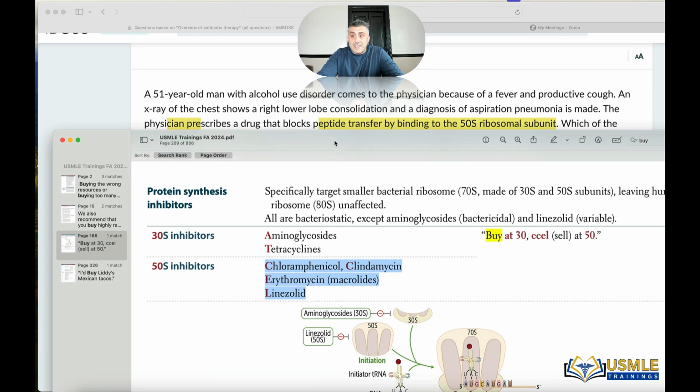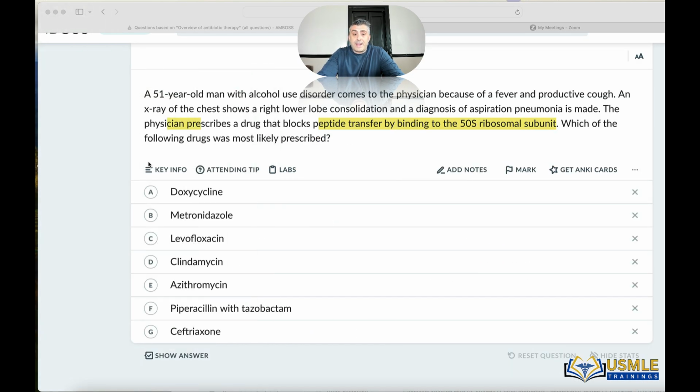So if you know the 50S subunits, guess what? Take out everything that you see that's not 50S related. This is out, this is out, this is out. Clinda stays in, azithromycin stays in, and this and this are both out. Then, in a matter of seconds, you bring it down to 50-50. Okay, now you have to go to the top and read the scenario.